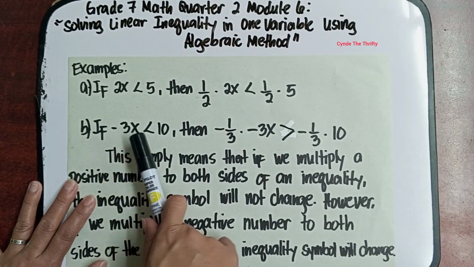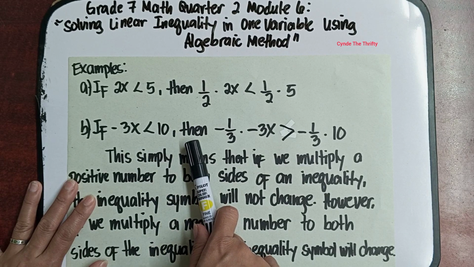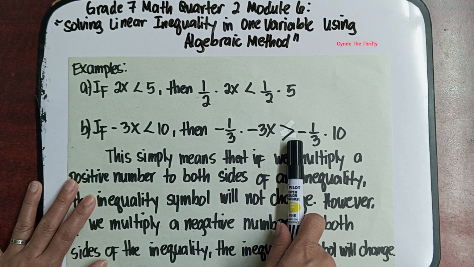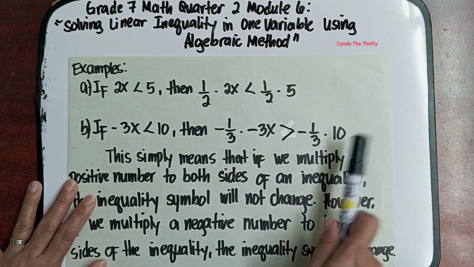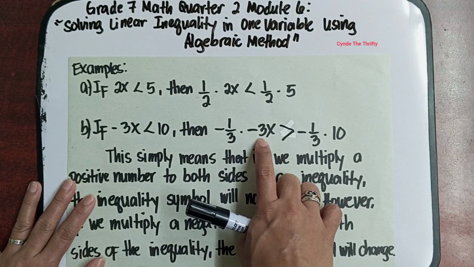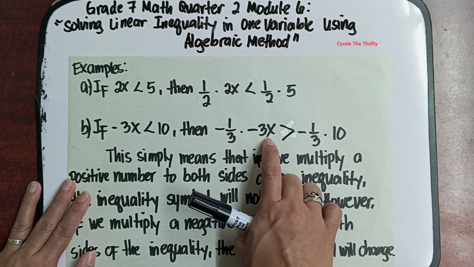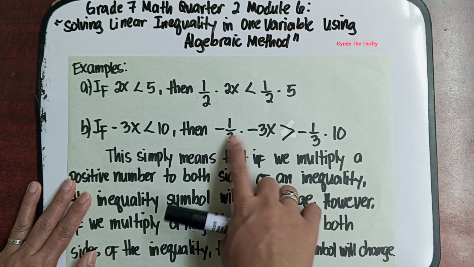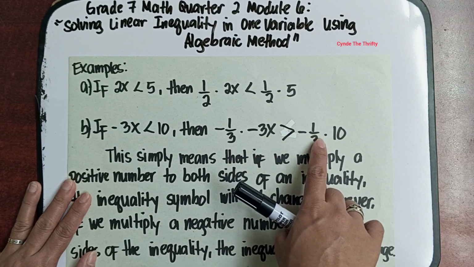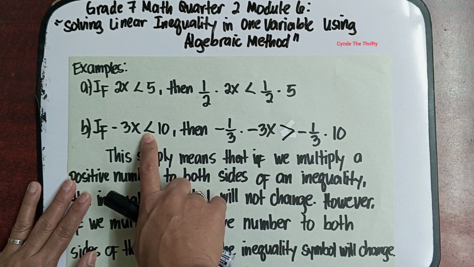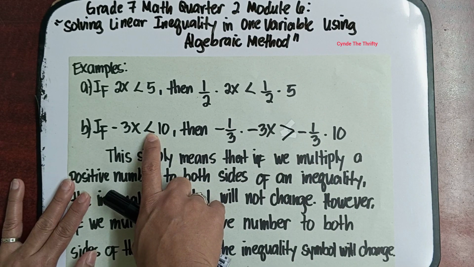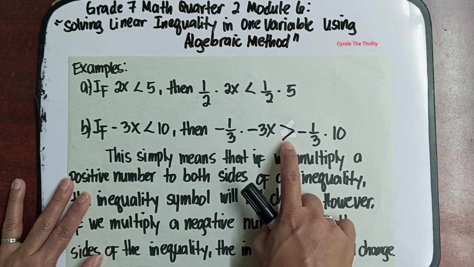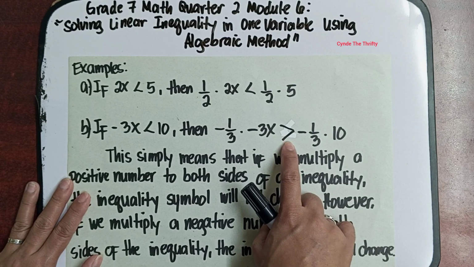Another, if 3x is less than 10, then negative 1/3 multiplied by negative 3x is greater than negative 1/3 multiplied by 10. Okay, so dahil negative 3 ang ating numerical coefficient sa ating x, ang kabaliktaran ni negative 3 is negative 1/3. So minultiply natin both sides ng negative 1/3. Take note, dito sa ating given is less than ang nakalagay. Pagkatapos nag-multiply tayo ng negative reciprocal. Anong nangyari sa ating sign? Naging greater than. So nagbago ang ating sign.